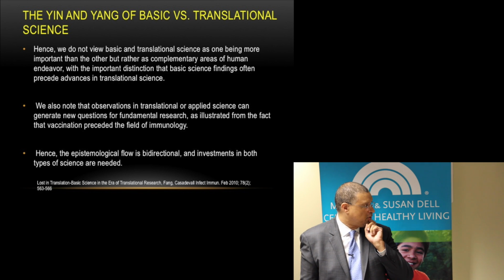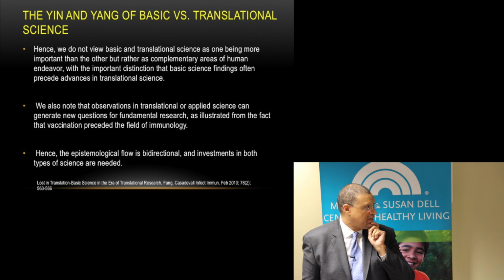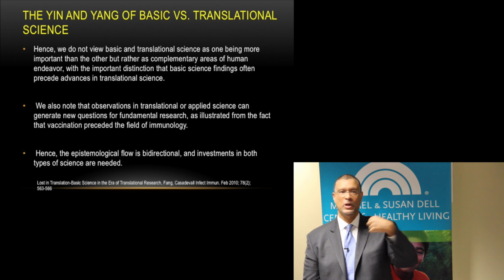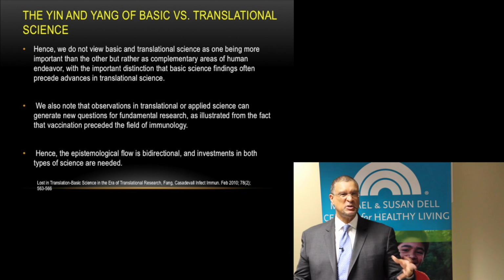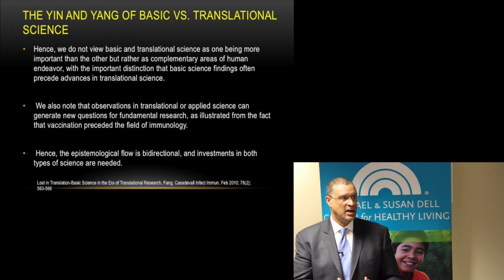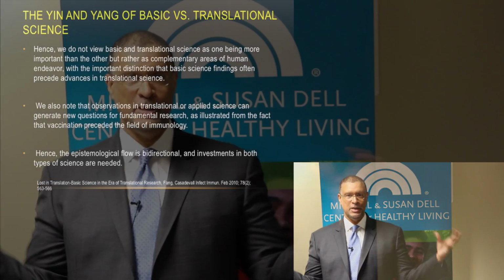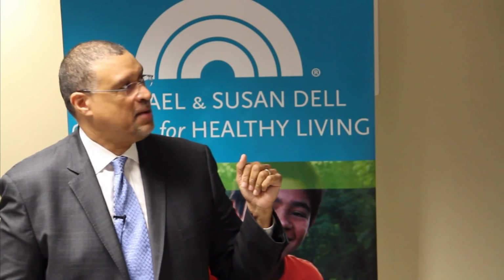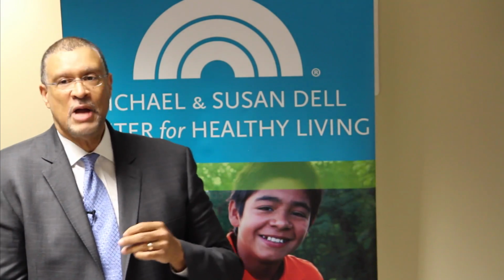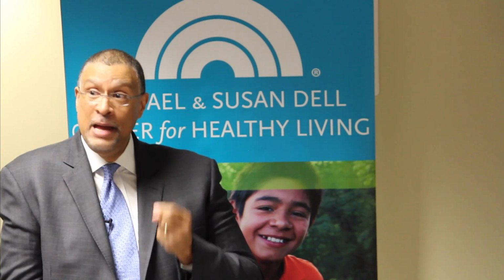This author, Dr. Fang, actually was writing a paper that was entitled Lost in Translation, Basic Science in the Era of Translational Research. And it was an argument about we may be talking too much about translation and we don't want to lose basic science and the purity of basic science. But embedded in his own argument about shrinking translation and making basic big and healthier, he also said this in the same paper. Hence, we do not view basic and translational science as one being more important than the other.